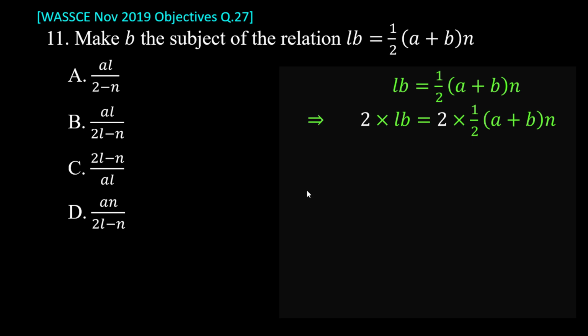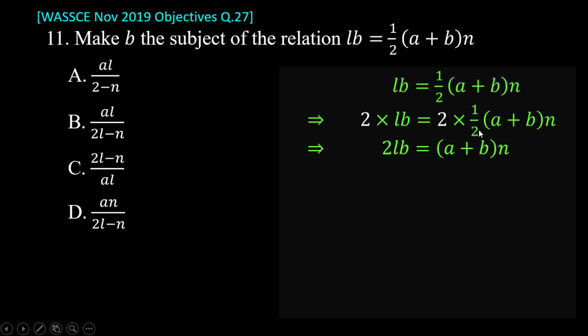And now on the left hand side we have 2 times LB, and on the right side we have 2 times half multiplied by the sum of A and B multiplied by N. And now you observe that 2 and 2 here have a factor in common. In fact, they are numbers that can divide out. In other words, they can be cancelled out. And now that leads us to a more simplified version of the equation, giving us 2LB is equal to the sum of A and B multiplied by N.